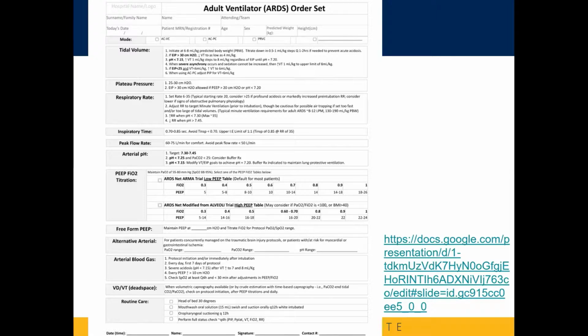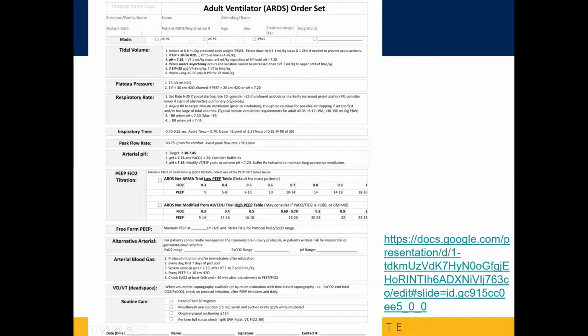It's interchangeable. So we want our plateau pressures between 20 to 30 centimeters of water. And they're allowing the plateau pressure to be greater than 30 only if PEEP is greater than 20 centimeters of water or pH is less than 20. So they give you a range for your set respiratory rate.